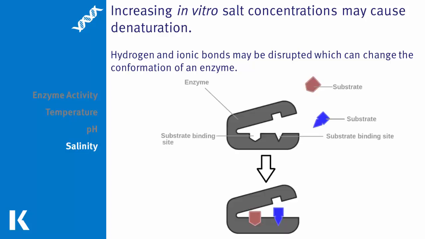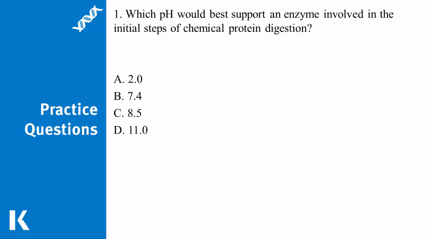Let's say, for example, we have this enzyme that takes two substrates that react in the active site. If we increase the salt concentration, this can alter the conformation of the enzyme, and the blue substrate can no longer enter the active site and react. Now that we have seen different ways to alter enzyme activity, let's try out this practice question that asks about the optimal pH for an enzyme involved in digestion.